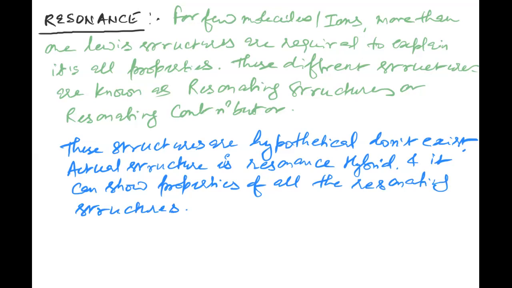So for a few molecules, more than one Lewis structure is required to explain all its properties. These different structures are known as resonating structures or resonating contributors. These structures are hypothetical and do not exist. The actual structure is the resonance hybrid, and it can show properties of all resonating structures. I can take one example related to this to show you the meaning of resonance and resonating structure or resonating contributor.